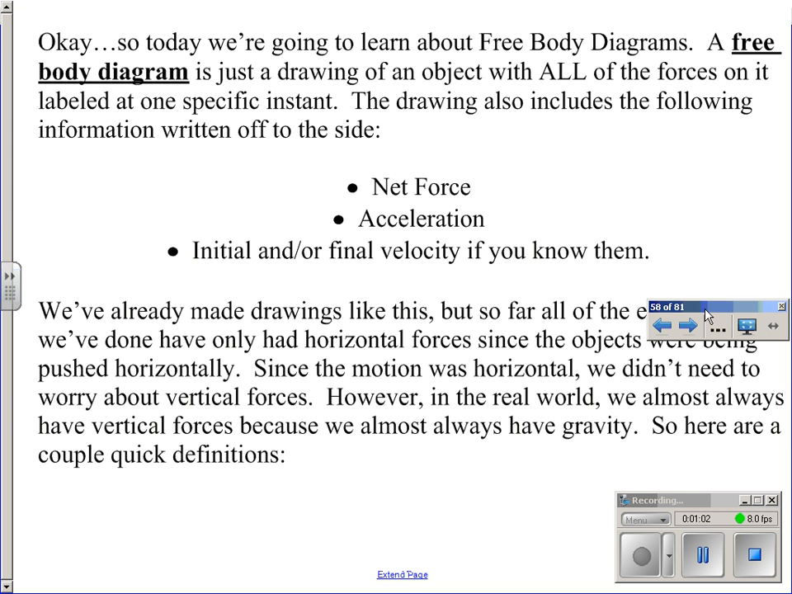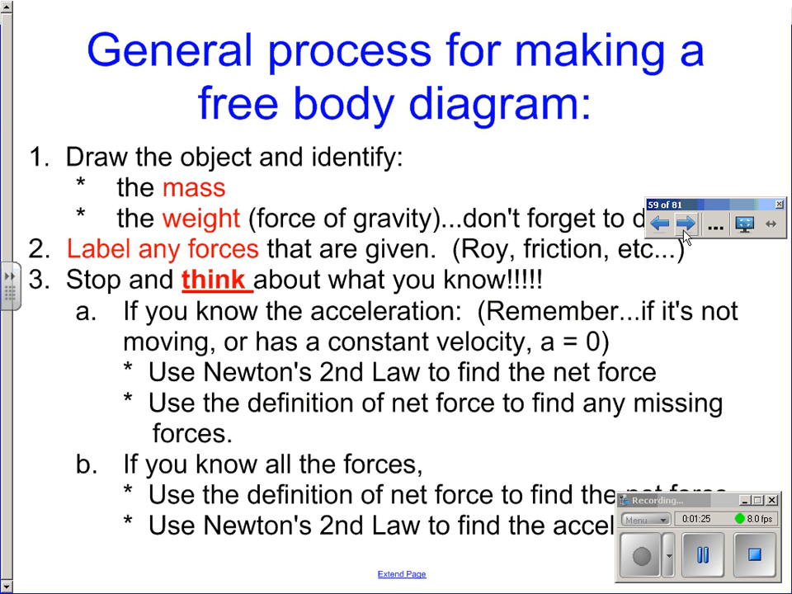So anyway, we've already made drawings like this, but so far all the examples that we've done have only had horizontal forces since the objects were being pushed horizontally. And as a result, since the motion was horizontal, we didn't need to worry about vertical forces. However, in the real world, we almost always have vertical forces because we almost always have gravity. So here's what we're going to do. Here's the general process for making a free body diagram.